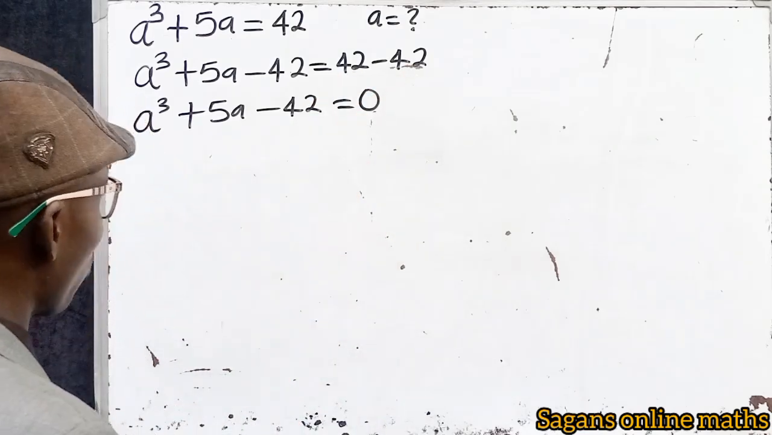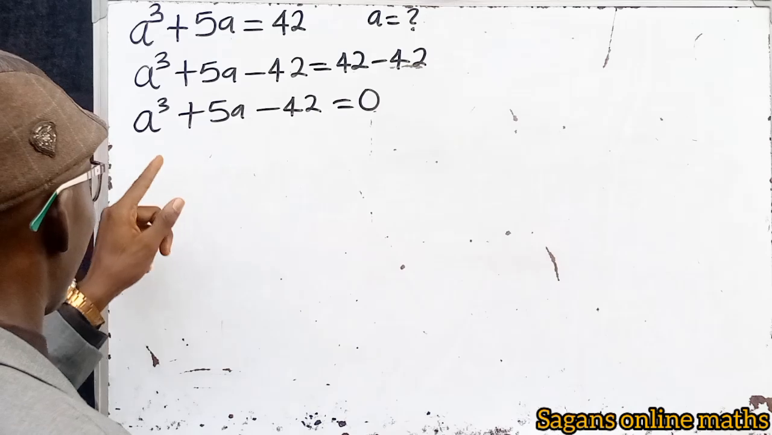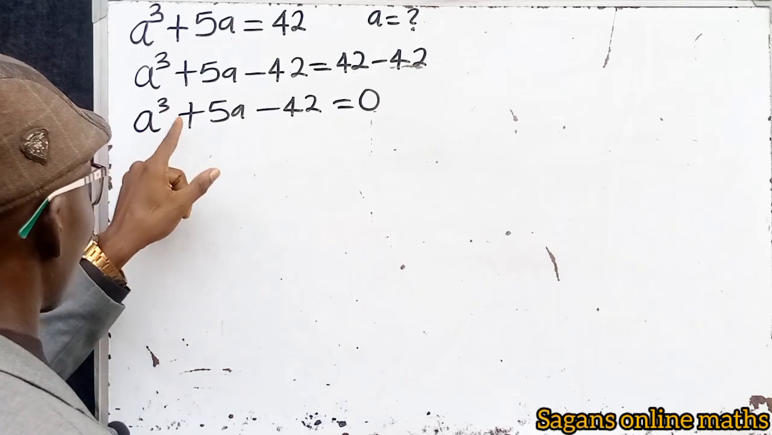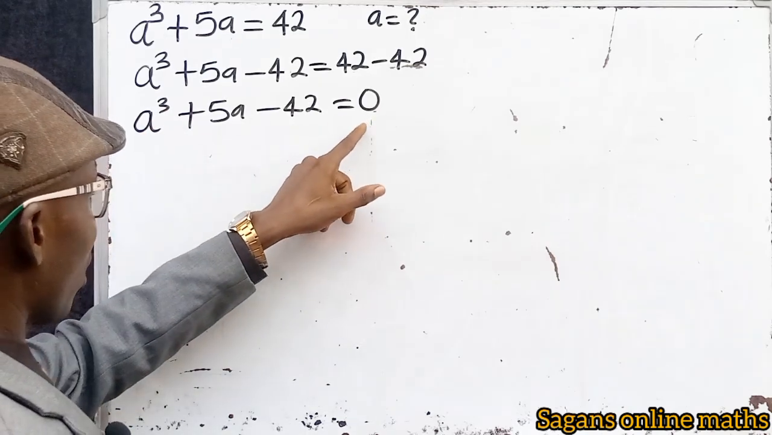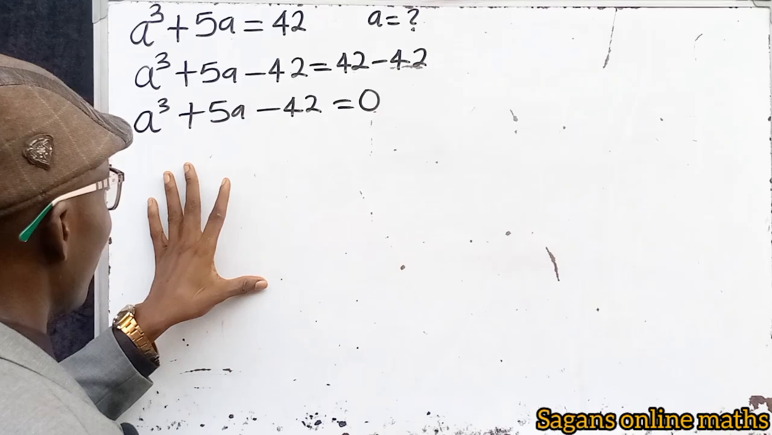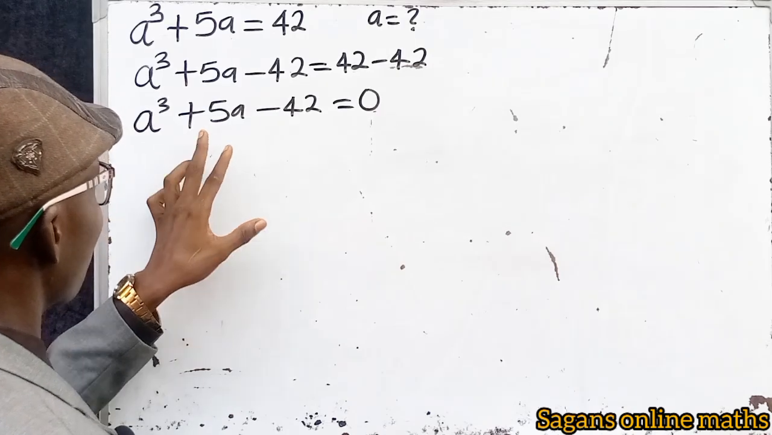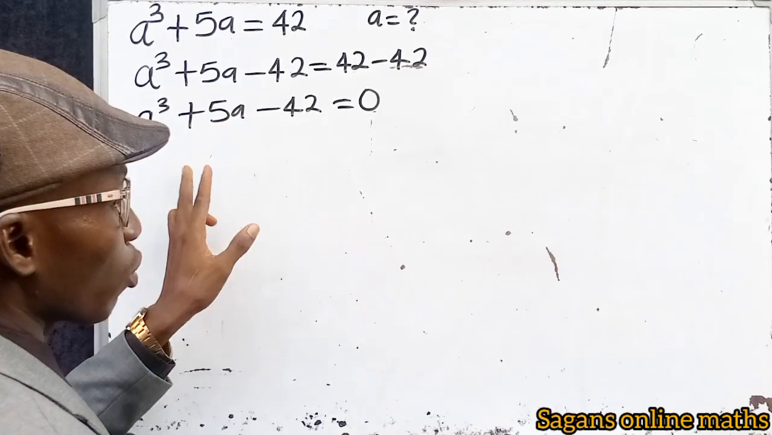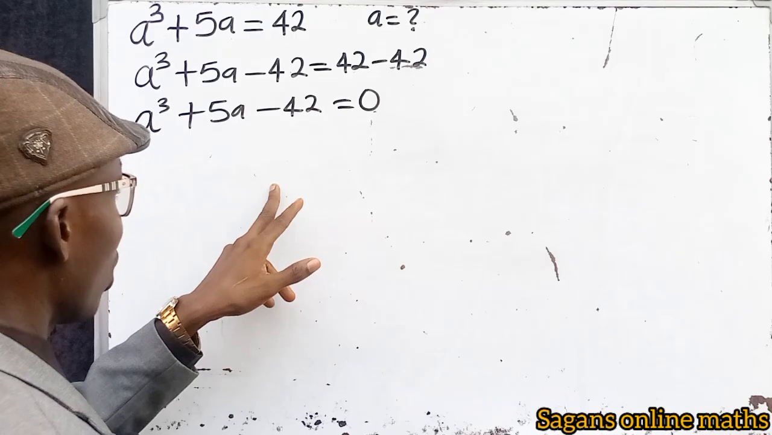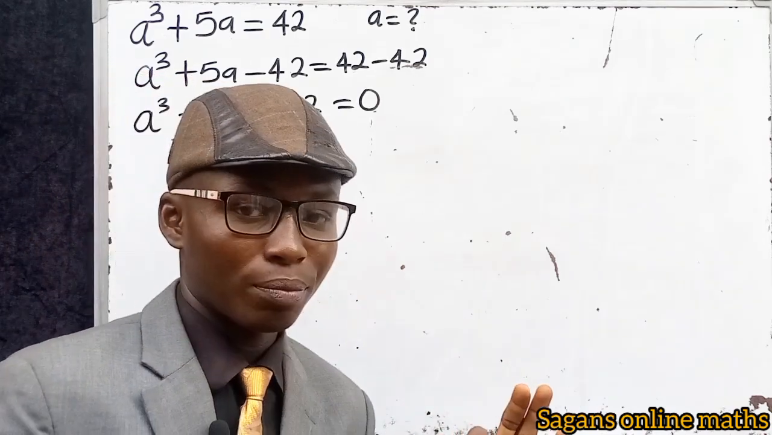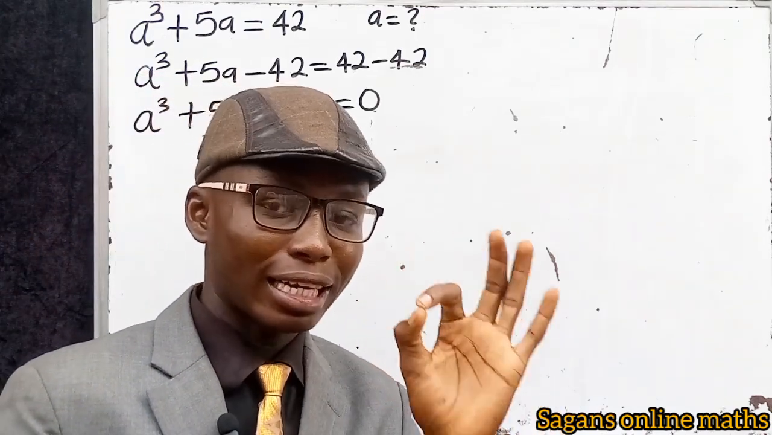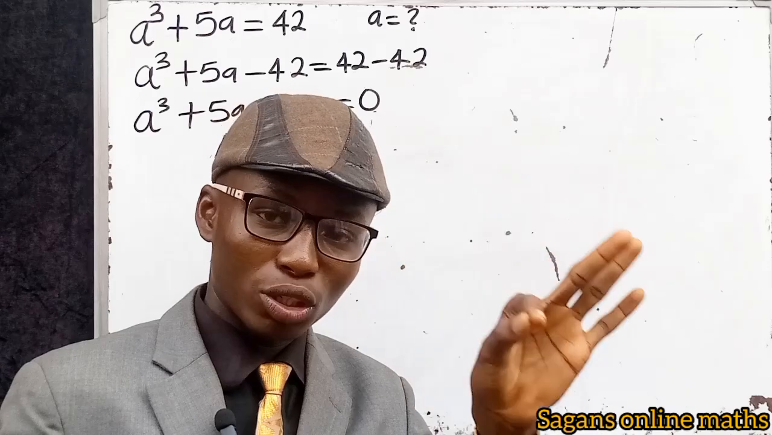Now, this is where the problem is. We have a to the power of 3 plus 5a minus 42 equals 0. How are we going to look for the value of a here? Do you know that we can express this 5a in terms of two numbers? Yes, because one of the numbers must be a perfect square. This is our target: one of the numbers must be a perfect square.